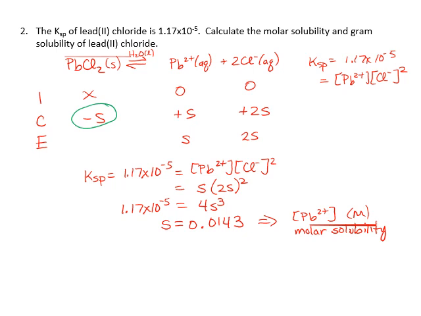If we wanted to find the concentration of chloride ions, that would be equal to 2S, or 0.0826 molar.